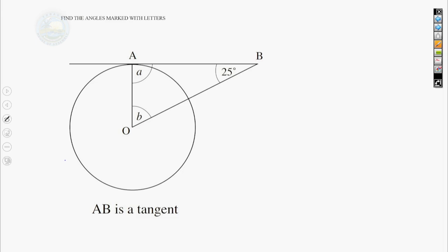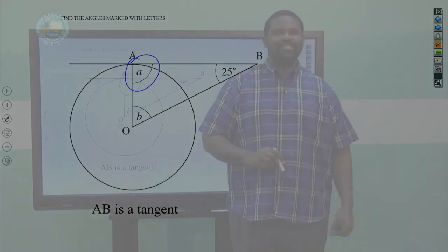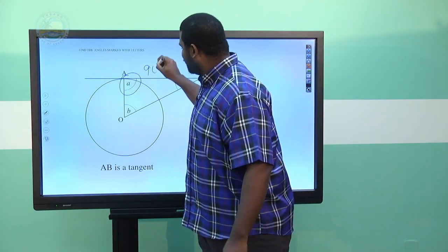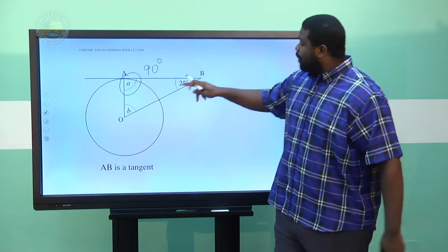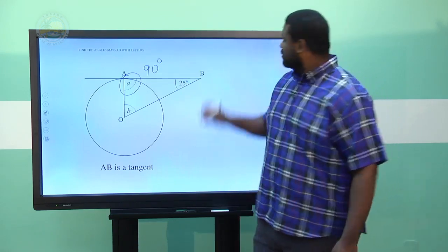This one does not seem hard at all, does it? They just want to find the angles A and B, a very simple circle, and they tell us that this line AB is a tangent. Now, if they tell us it's a tangent, it means we must remember our rules that involve tangents. And what is one of the rules that involve tangents? If a tangent and a radius meet, the angle formed at that intersection is how much? 90 degrees. So automatically, just from knowing the rule, we know that this angle is 90 degrees.